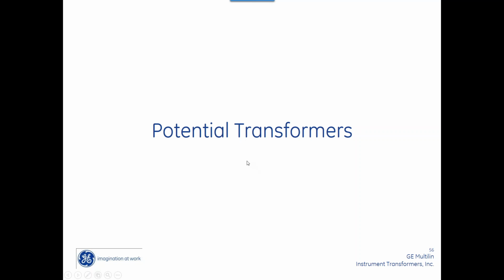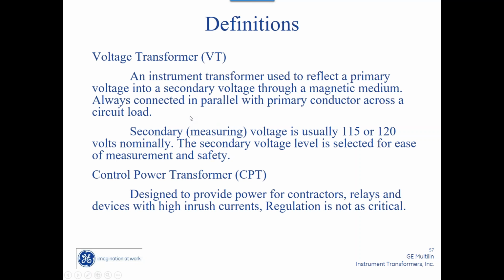Okay, let's go into potential transformers. So a potential transformer, a voltage transformer, just changes the voltage from the primary to the secondary. Secondary on PTs are usually 115 or 120 volts. A lot of times people confuse what a voltage transformer is with a control power transformer, a CPT.